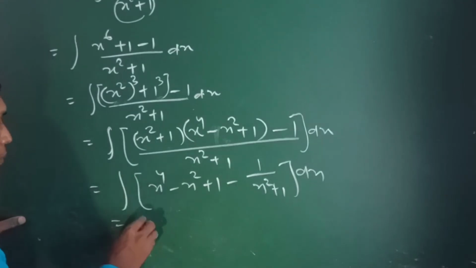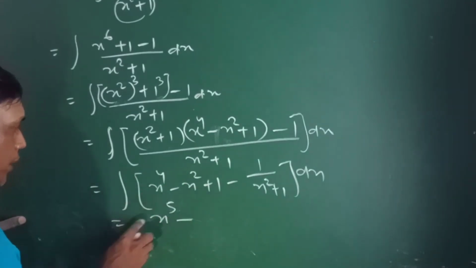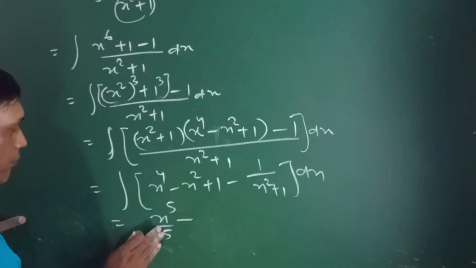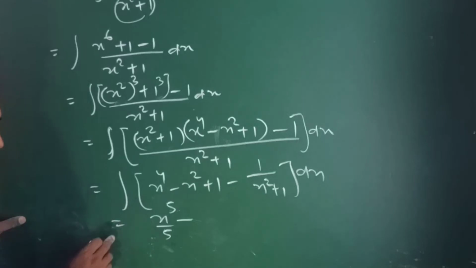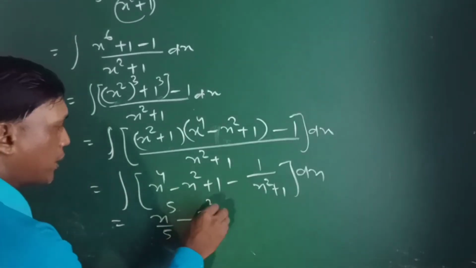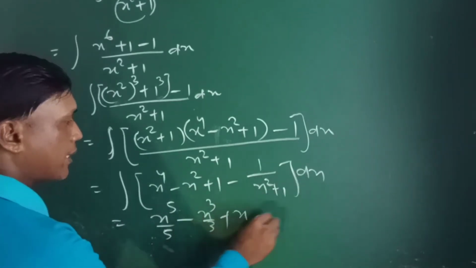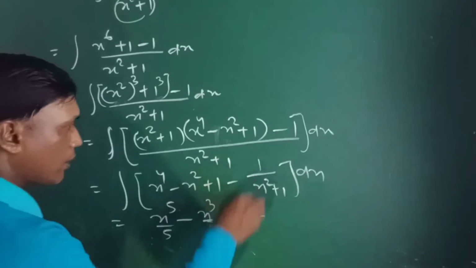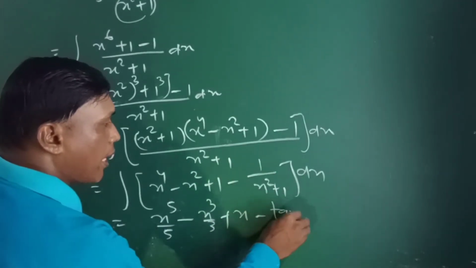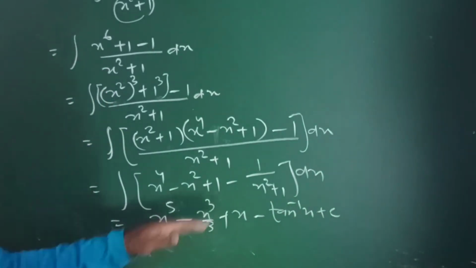The integration of x to the power 4 is x to the power 5 by 5, minus integration of x square is x cube by 3, plus integration of 1, means integration of dx, is x, minus 1 by x square. The integration of 1 by 1 plus x square is tan inverse x plus c. So this is the answer.